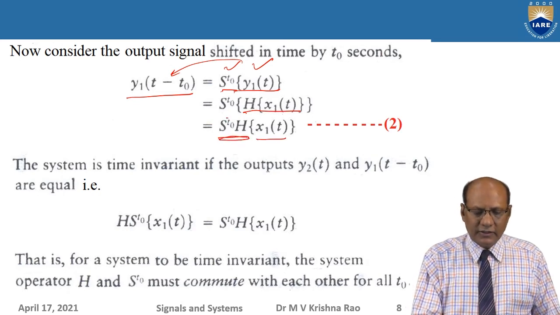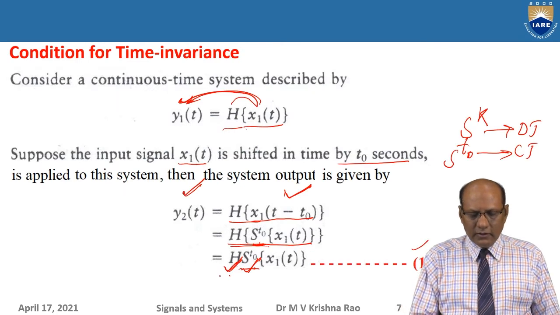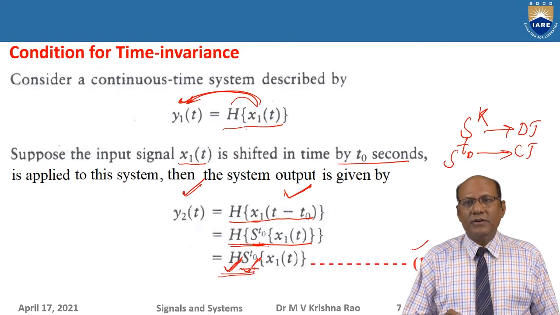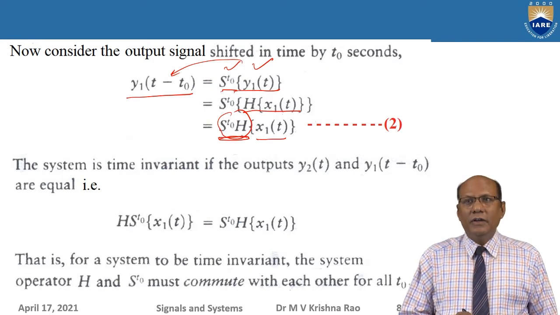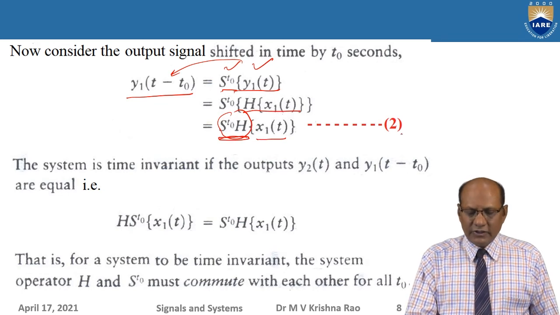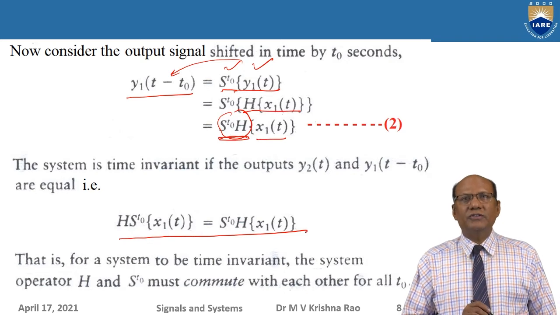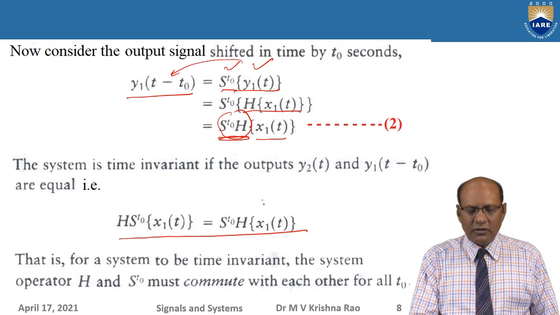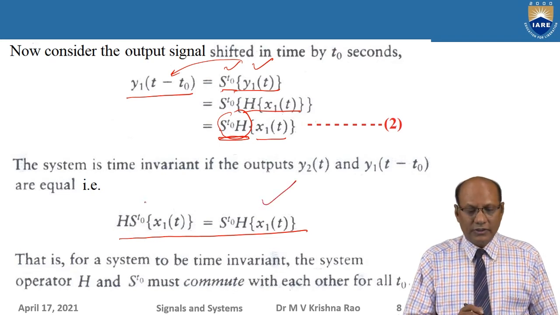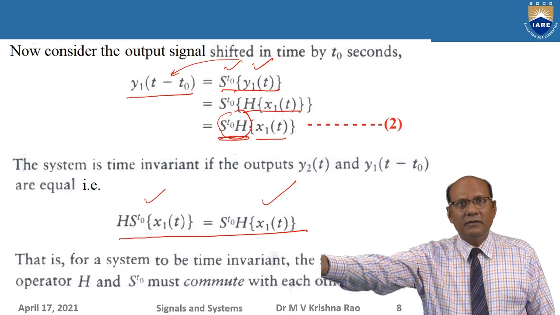So what is this one? Shift operation followed by system operation. What was the earlier one? System operation followed by shift operation. Here, shift operation followed by H. If these two are equal, equate equation 1 and 2. This is the one I got by delaying the output. Here, delay the input and apply it to the system, and you will get some output.